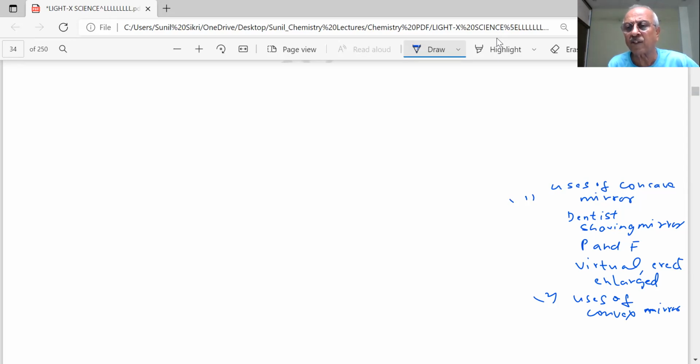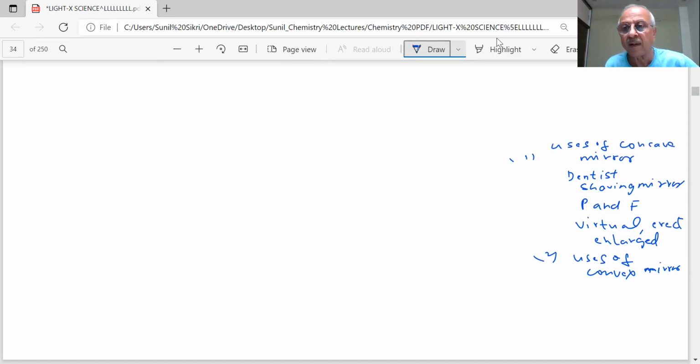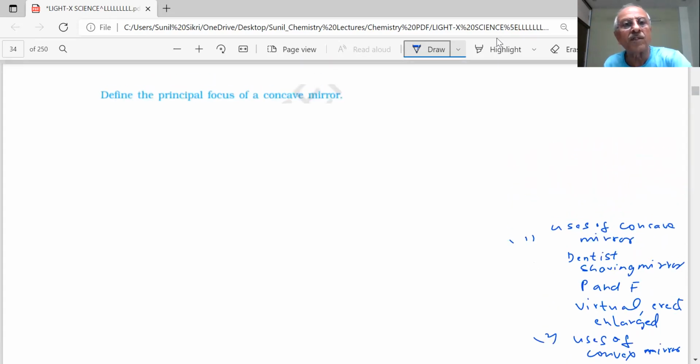Is it used in vehicles? Yes or no? Your vehicles are using what type of mirror? Rear view mirror. So we are aware of it. Here is question number 1, students. The top question is coming on what we have learned till now.